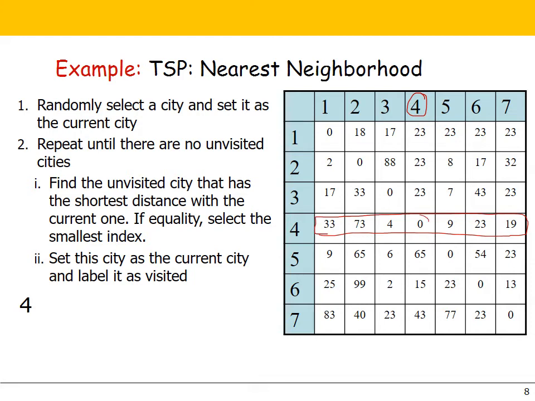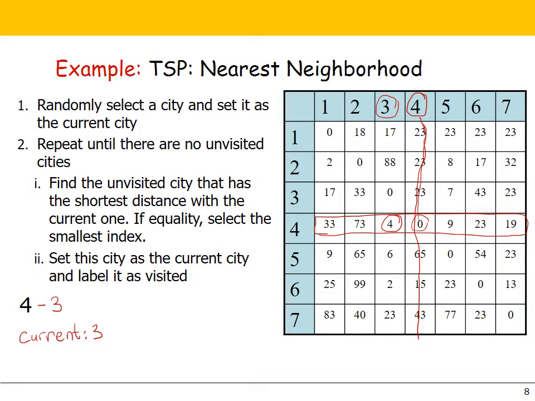Of course, the minimum one is this 0, but it corresponds to the same, so I shall not consider this column. Among the others, the minimum possible one is this one. There is no equality. It means that I am going to set this city 3 as the current city. So I'm going to write here current. Current city is 3, and we are moving from city 4 to city 3.